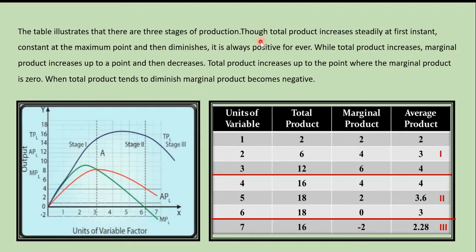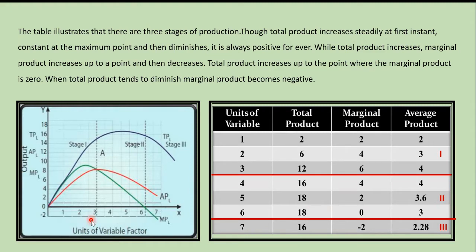See here, there are 3 stages. Though total product increases steadily at the first instant, here it is increasing. It reaches a maximum and then it diminishes. It is always positive. Now come to this column. When the total product increases, marginal product also increases, then it decreases. This is a most important point. When total product increases and reaches the maximum, marginal product is 0. This is a very, very favorite one-word question for the people who set question paper. When the total product reaches maximum, the marginal product reaches dash 0. Or when the marginal product is 0, the total product reaches dash. That means it reaches the maximum.